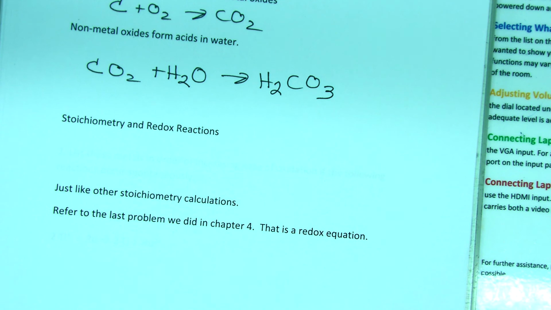Okay, so on the next page, you'll see kind of a fancy problem, and we'll go through that one next.